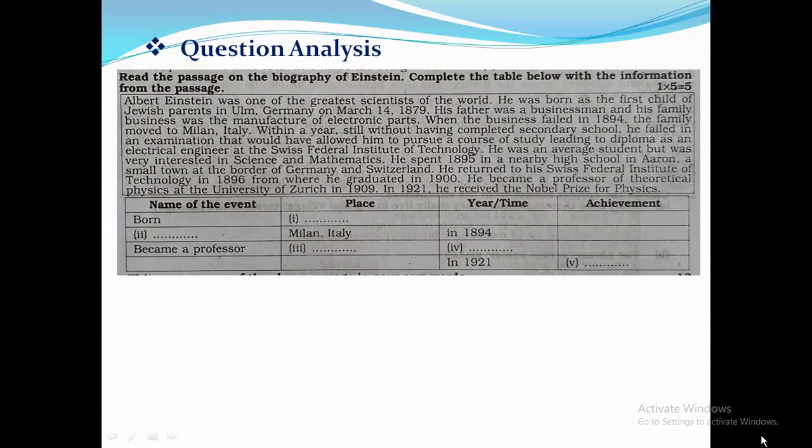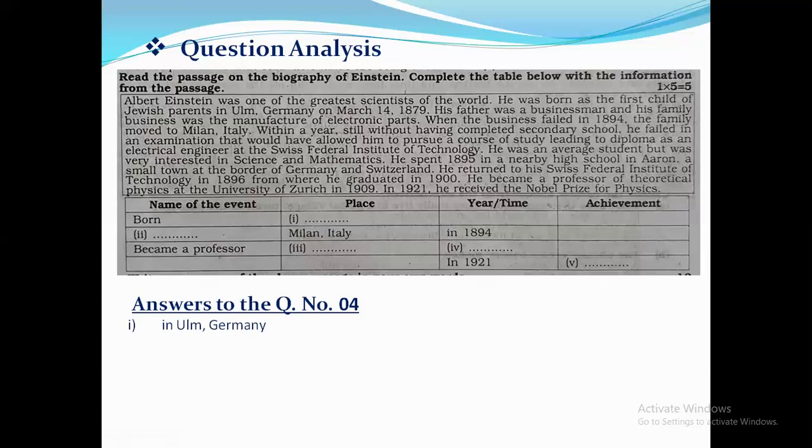At that time you must keep the keywords in your mind. Keep the keywords and the gaps in your mind. Then try to find the answers from the passage. Here you can see number one, it is under place. That means Einstein's birthplace, where he was born. You can see it is in Ulm, Germany.